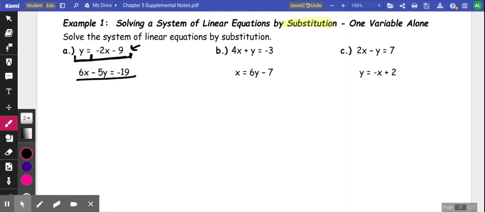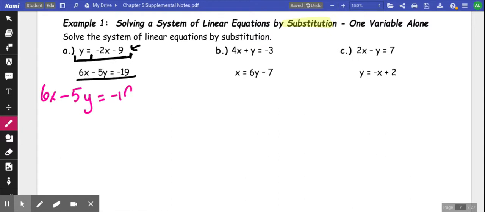So then I'm going to take my other equation, 6x minus 5y is equal to negative 19. I can't solve this out when I've got two different variables here. I have to have all the same variable in order to solve this out. So what can I do? Well, I know that y is equal to negative 2x minus 9. So instead of y here, I'm going to replace that with negative 2x minus 9. So let's write that out.